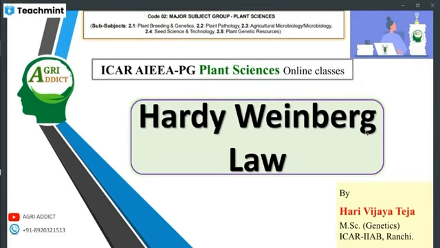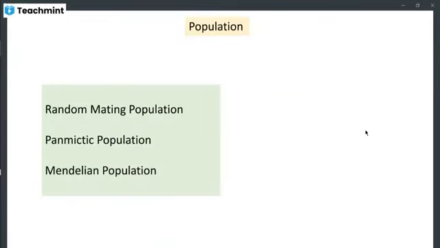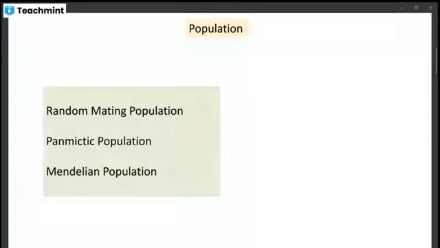But in population genetics, the name itself indicates that you are focusing on the entire population. Your focus will be on the total population. So what is this population, and the Hardy-Weinberg law applies to which population? This is the one we need to know first. Can anyone tell what you mean by random mating population?